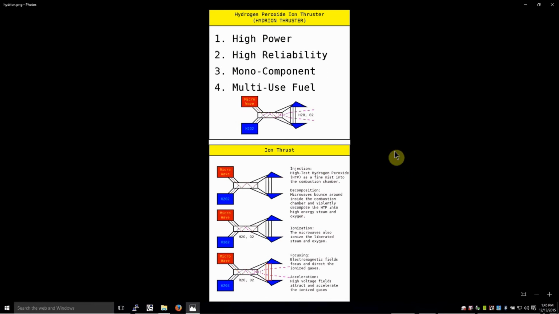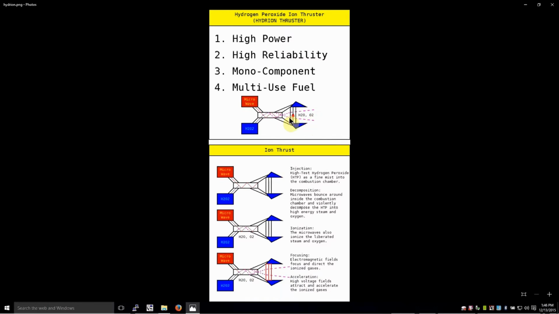Okay, here's the theory behind the hydrogen peroxide ion thruster, as I call it, the HYDRION thruster. It is a high-power thruster, highly reliable because there are very few, well, no moving parts except for the gases. It's monocomponent, meaning it only uses hydrogen peroxide, and it is a multi-use fuel because you can use hydrogen peroxide for electrical power generation, pure water, oxygen, heat, and many other things.